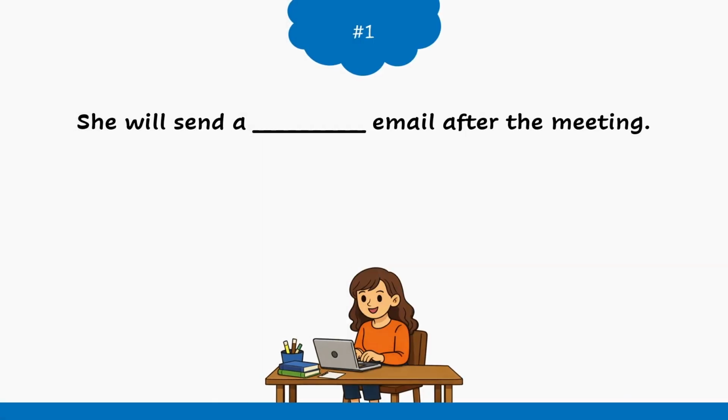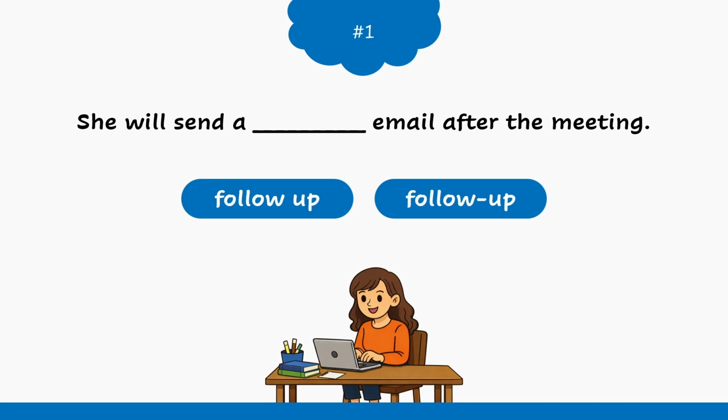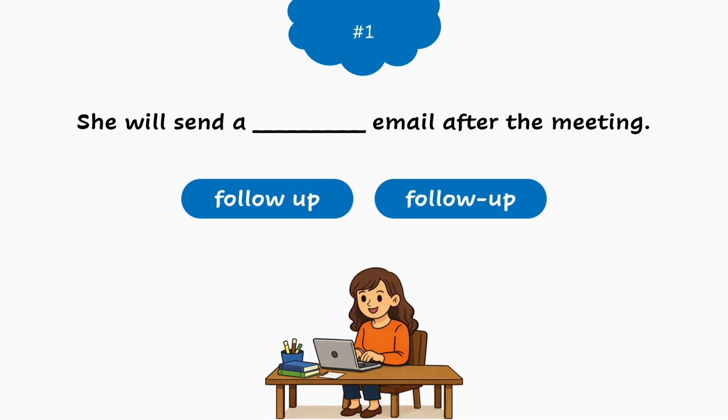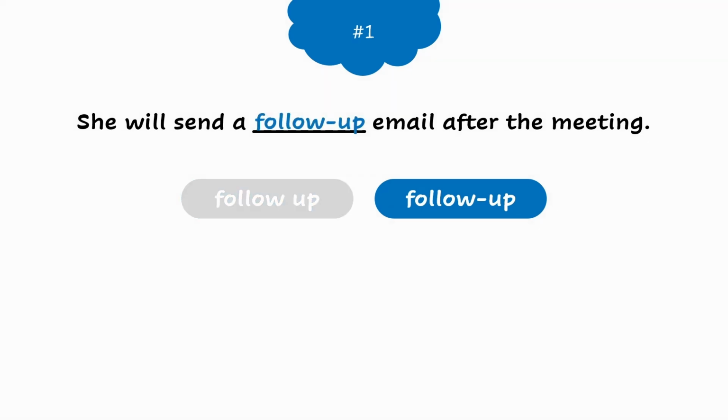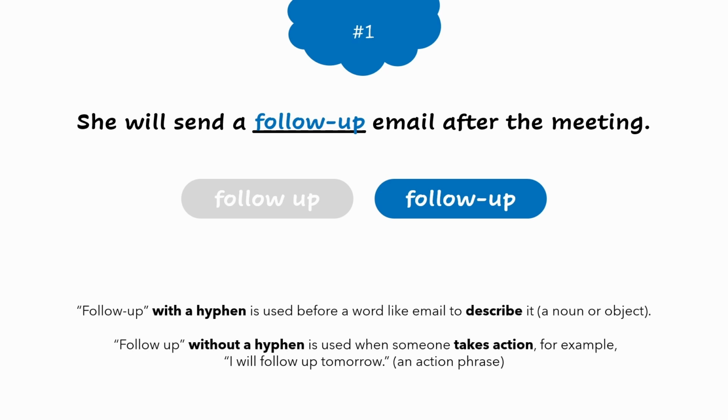She will send a ___ email after the meeting. The correct sentence is, she will send a follow-up email after the meeting. Follow-up with a hyphen is used before a word like email to describe it. Follow up without a hyphen is used when someone takes action. For example, I will follow up tomorrow.